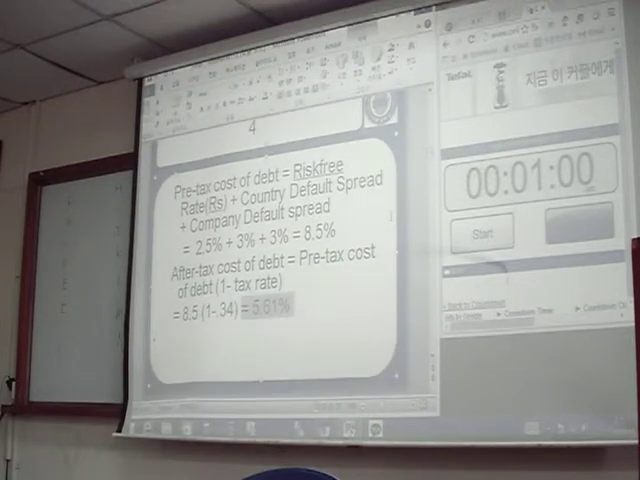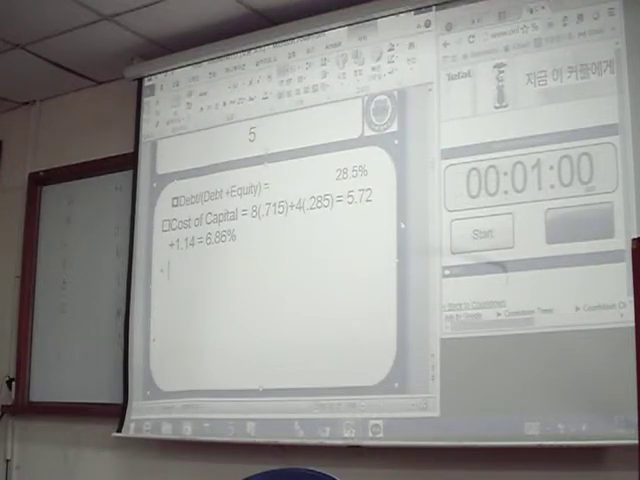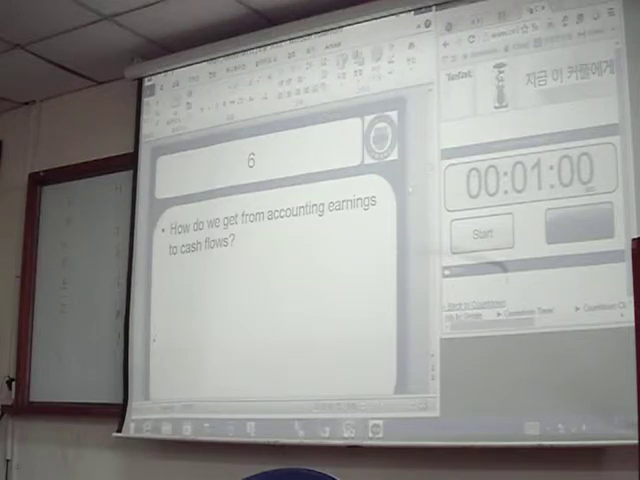Number 5. First thing we need to do is debt over debt plus equity. Okay, in the way we find out, debt over debt plus equity is 28.5%. So therefore, equity over debt plus equity is 71.5%. Okay, to make 100. So we multiply our cost of equity by our amount of equity. 71% of our company is equity, and our equity cost is 8%. 28% of our company is debt, and our debt cost is 4%. Okay? So the answer we're going to get is 5.72 plus 1.14, 6.86%. You can give half a point if they got half right. Maybe they did the equation correctly, just made a small mistake.